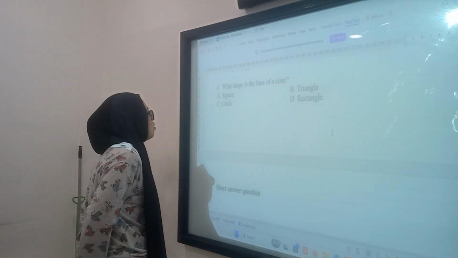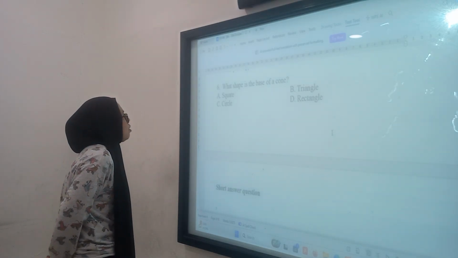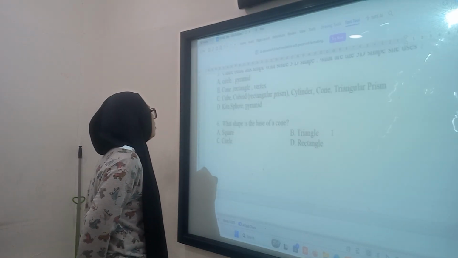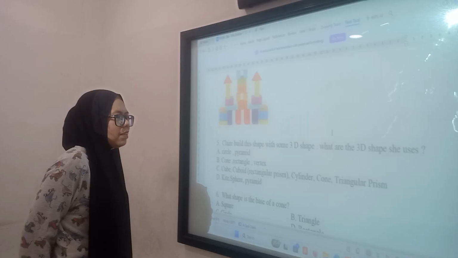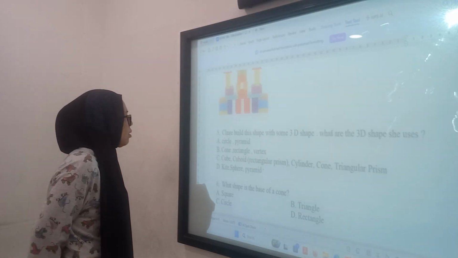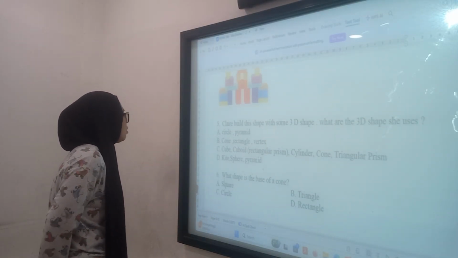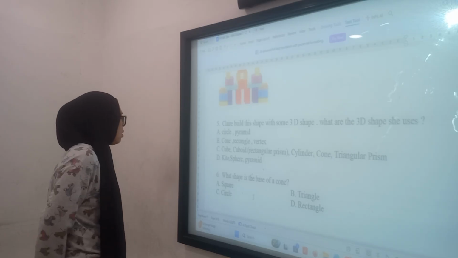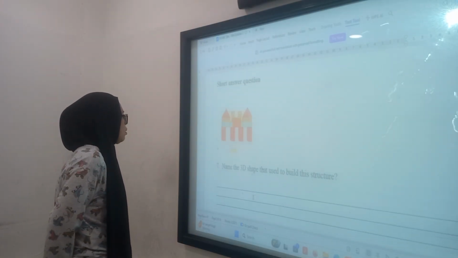What shape is the base of a cone? The answer is that the shape of the base of the cone is a circle. This is a cone, right? Yes, the answer is different. What is the shape of the base of the cone? It is a circle. Circle, yeah.